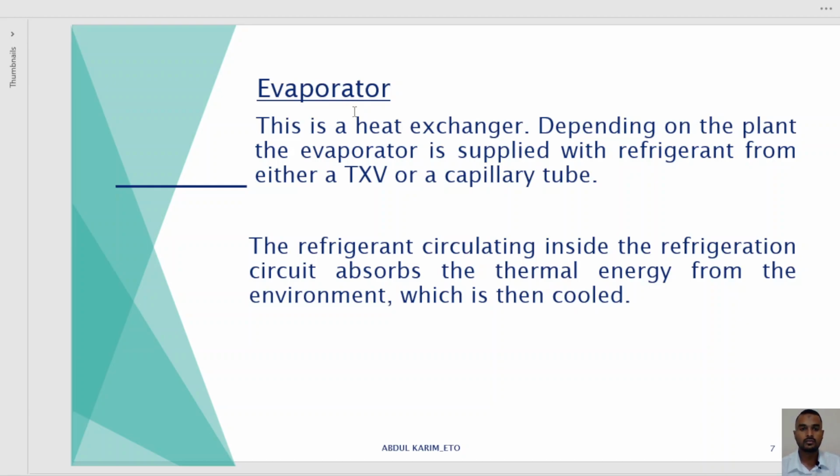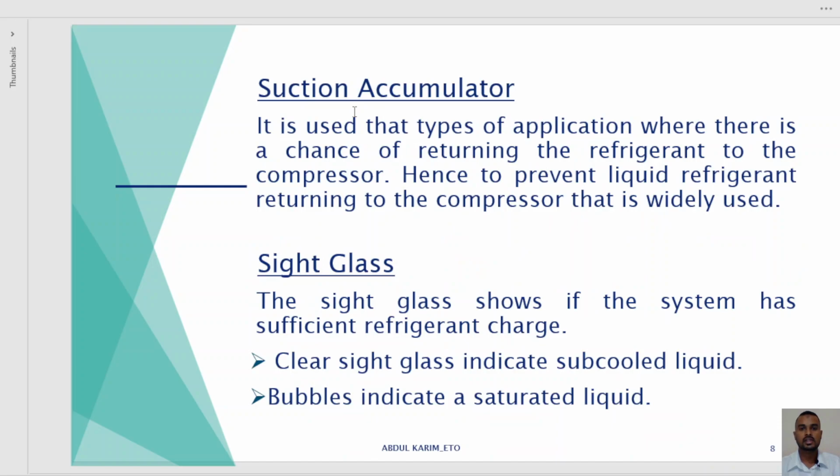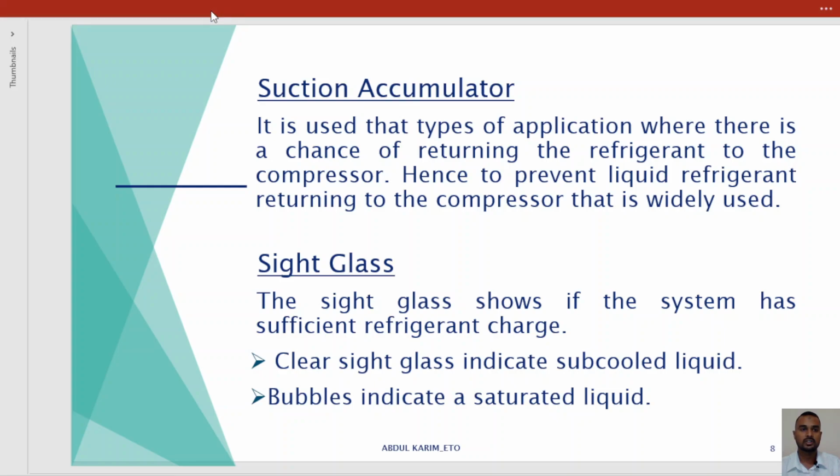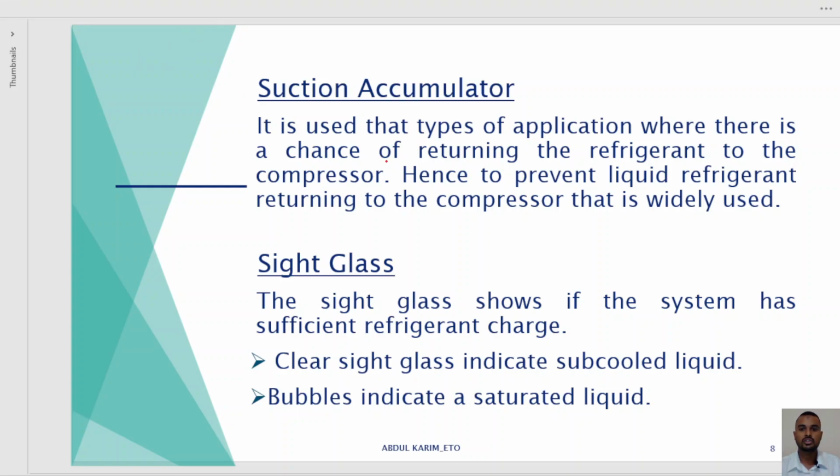Okay, this is the suction accumulator. This is the most important part of the refrigeration system. This suction accumulator is located in the suction line between the compressor and the evaporator. So why is this suction accumulator used in a ship? The suction accumulator is used in the refrigeration system on a ship to prevent flooding of the refrigerant into the compressor.